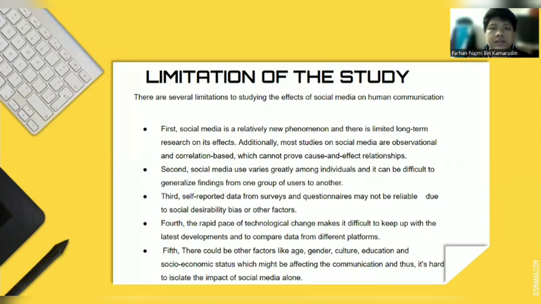Second, social media use varies greatly among individuals and it can be difficult to generalize findings from one group of users to another. Third, self-reported data from surveys and questionnaires may not be reliable due to social desirability bias or other factors. Fourth, the rapid pace of technological change makes it difficult to keep up with the latest developments and to compare data from different platforms.